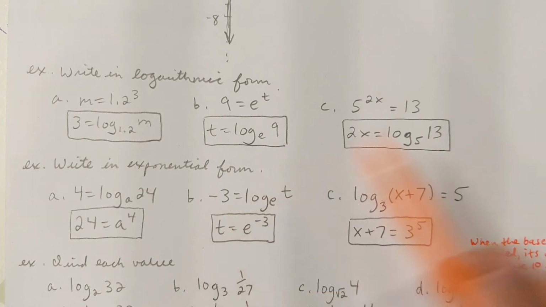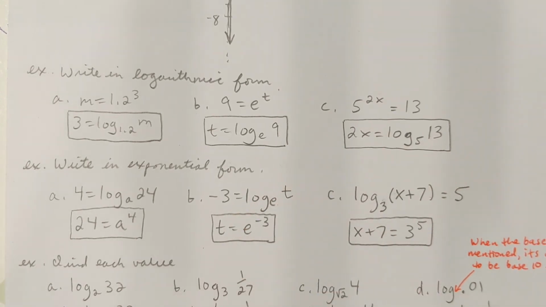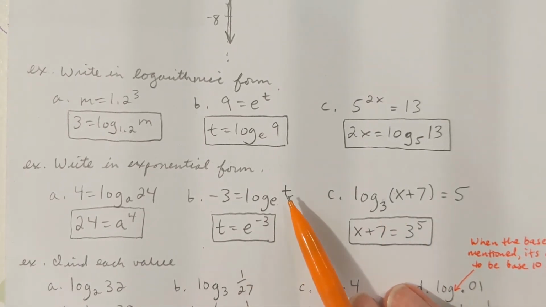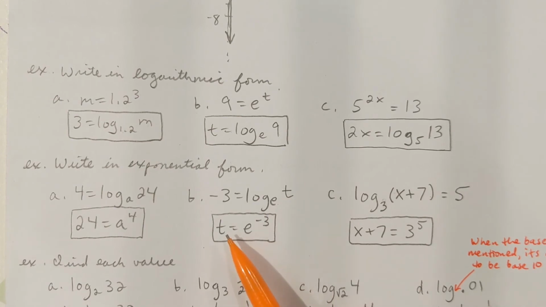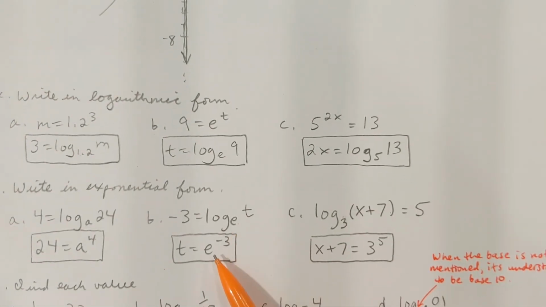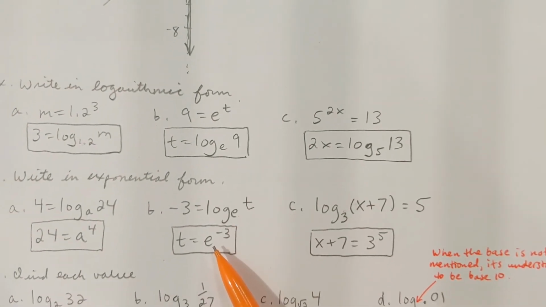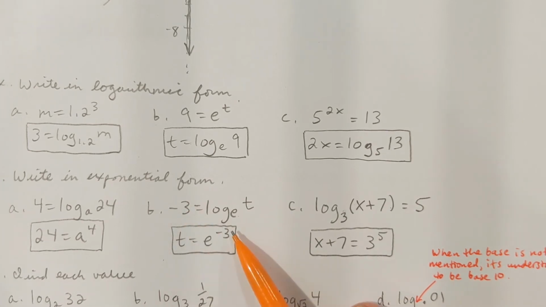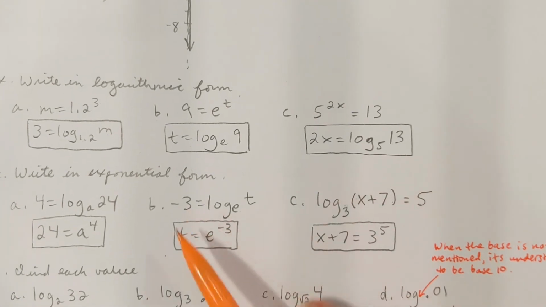Okay. The next one, -3 equals log base e of t. What does that look like in an exponential form? Well, t is the input, right? So that's going to be all alone on the exponential there. E is the base, e meaning the number e. So it's going to be the base of the exponential. -3 is the y value, so that's going to be the power of e. T equals e to the -3rd, that'd be my answer there.